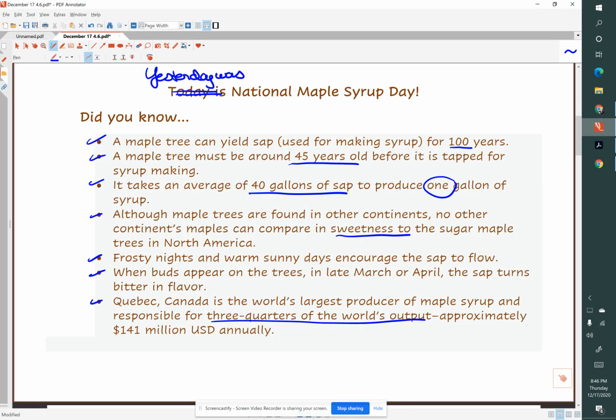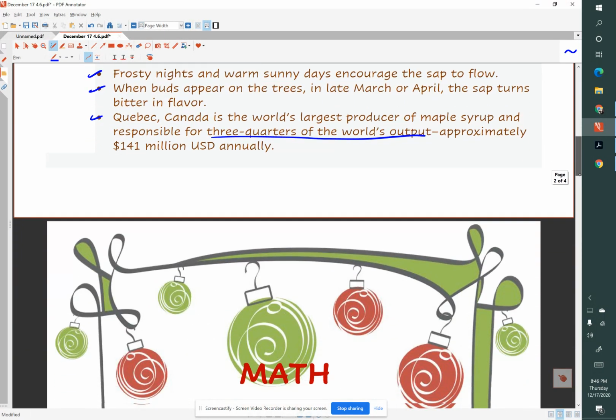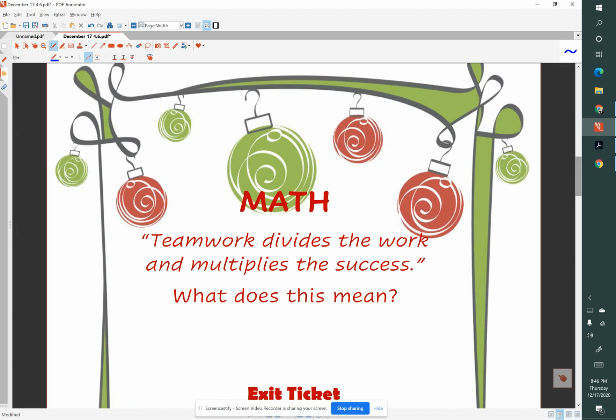So, sorry about that. Let's get to our do now. Very festive today. Teamwork divides the work and multiplies the success. So we're applying a little bit of mathematics to this notion of teamwork. And what does this mean?